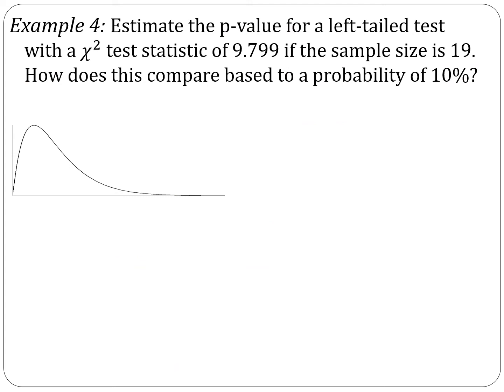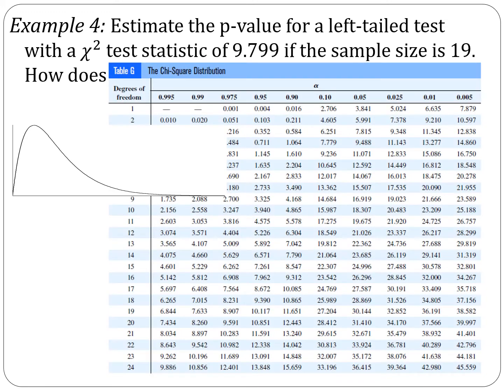One more of those. Estimate the p-value for a left-tailed test with a chi-square test statistic of 9.799 if the sample size is 19. How does it compare to a probability of 10%? All right, so this time, when it says left-tailed test, it just means that we only care about this side. Sample size is 19, degrees of freedom are 18, so we're on this line.